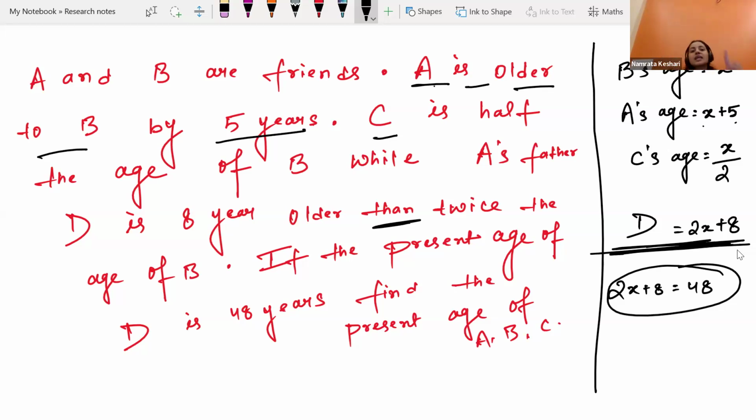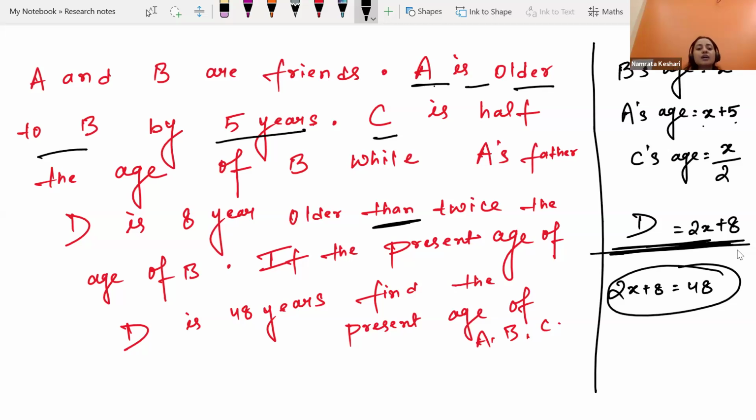Here we can see the age of A is dependent on B. Age of C is dependent on B. Age of D is dependent on B. So everyone's age is given in such a way that it is just dependent on B. That's why we are taking at first, let's assume that B's age is X years. Now we are able to find quickly. If B is X years old, then A will be X plus 5. Then C will be X by 2. Then D will be X plus 8.